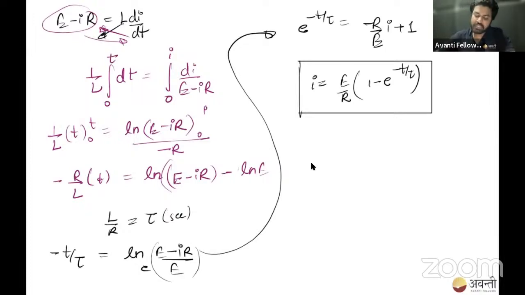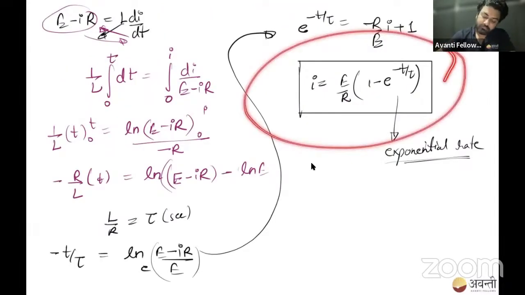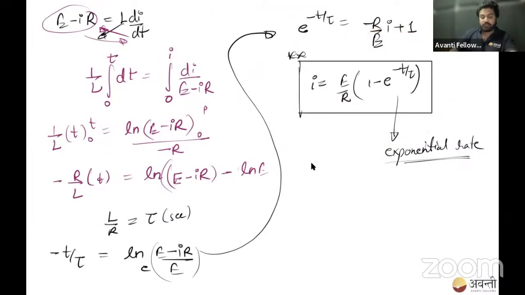So basically what is happening? The current in the inductor is increasing with exponential rate. Initially the current is 0. At t equals 0, the current was 0. Now it is increasing exponentially with this. So this is a very important formula that you have to remember.